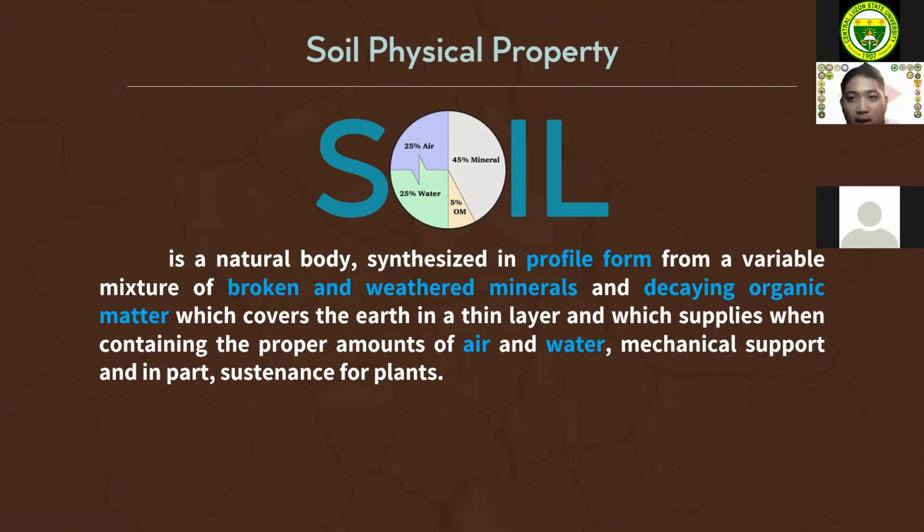Pero in reality, iba-iba yung composition ng lupa natin. There are compacted soil. Pag sinabi natin compacted soil, of course, the solid part ng soil is mas madami kaysa sa pore space. Pag compacted yung lupa natin. Okay? Meron naman tayong mga porous soil. So, ibig sabihin, mas mataas naman yung kanilang pore spaces or yung porosity. Okay? So, that is the soil.